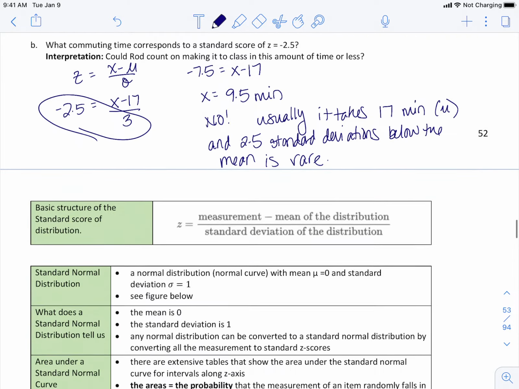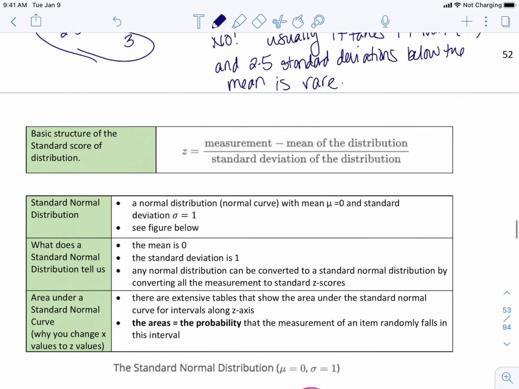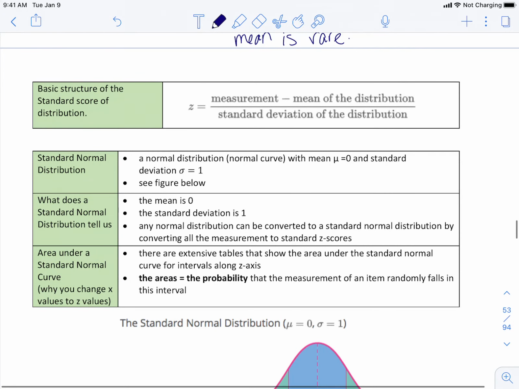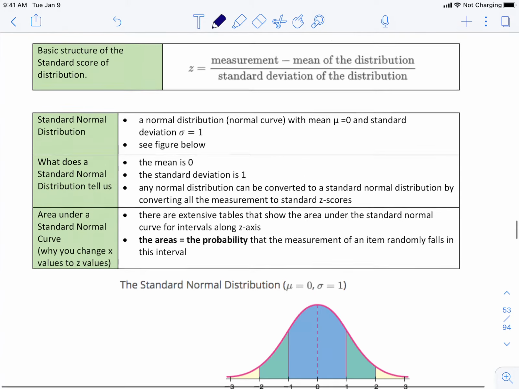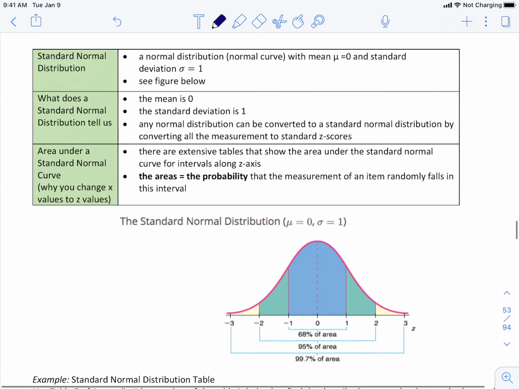Okay, so our basic structure of the standard score of the distribution. Again, z equals the measurement minus the mean over the standard deviation. Our standard normal distribution is a normal distribution or normal curve with a mean mu equals 0 and standard deviation sigma is 1. So we have this picture below that you can look at. The standard normal distribution tells us the mean is 0, standard deviation is 1. Any normal distribution can be converted to a standard normal distribution by converting all the measurements to standard z-scores.